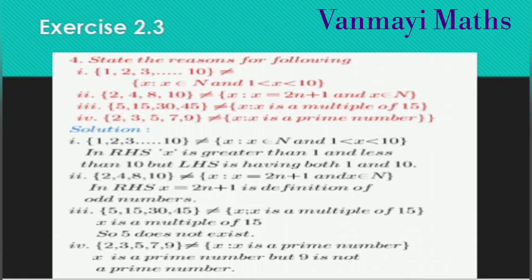Fourth one: {2, 3, 5, 7, 9} is not equal to {x such that x is a prime number}. From the left side we have to observe that 9 is not a prime number, and the right side is given as the set of prime numbers. So those two sets are not equal.